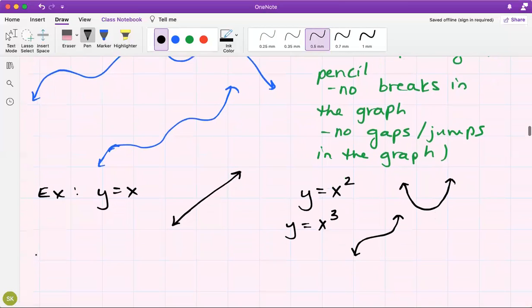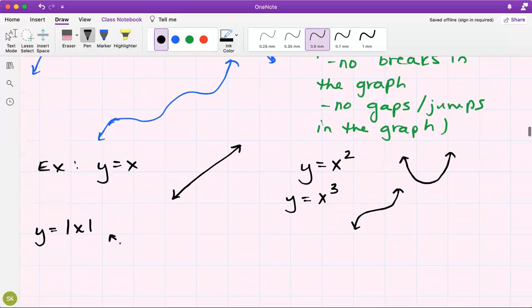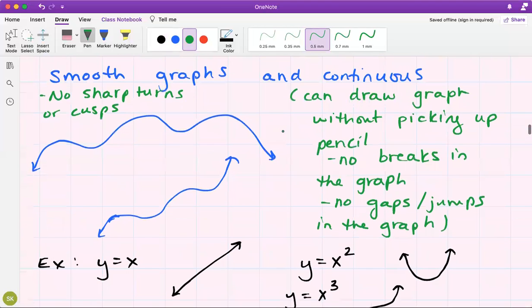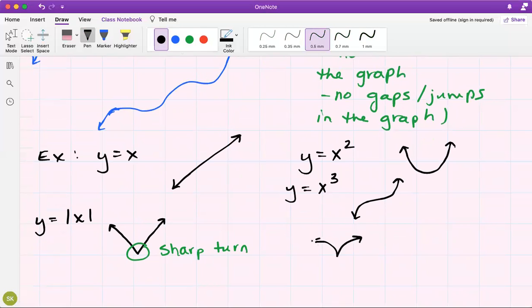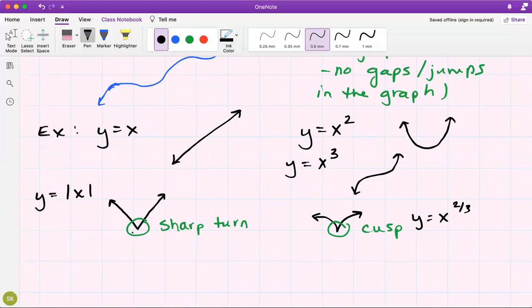But if we draw something like y is equal to the absolute value of x, which I told you was not a polynomial function, if you drew this, it is continuous, but it has a sharp turn. A cusp, I don't know if I wrote that. Yeah, here it is. A cusp is something like this. So it's like a sharp turn, but it's kind of going inward. So this is what we call a cusp. And this is the graph of something like x to the, maybe something like 2/3. So you don't want anything like this, and you don't want anything like this.